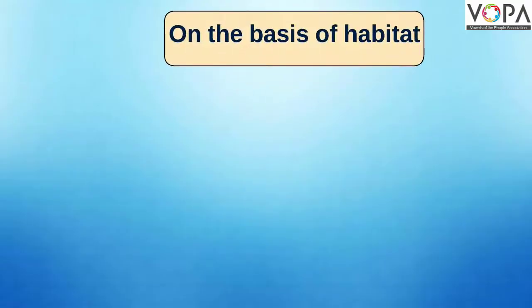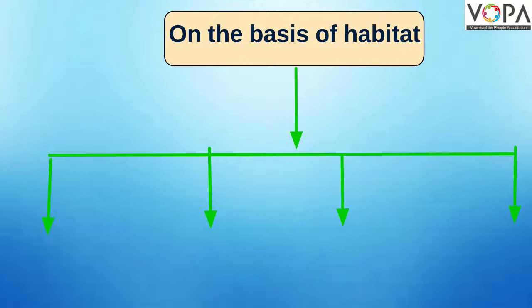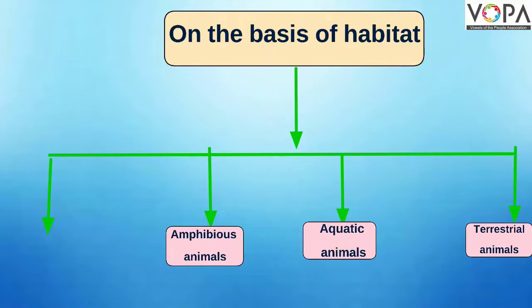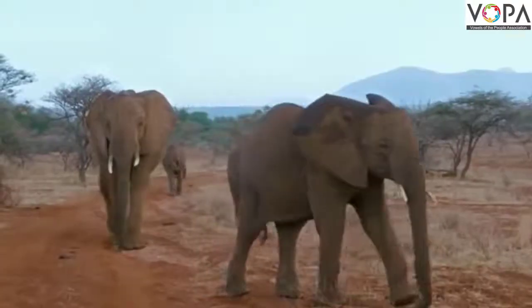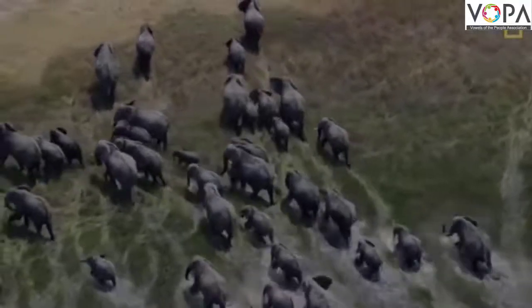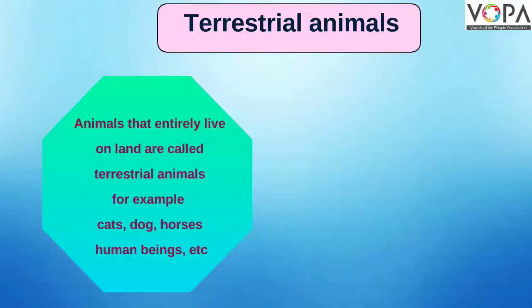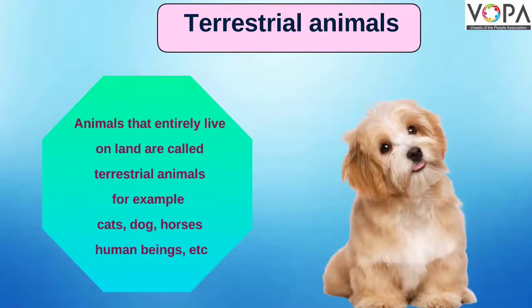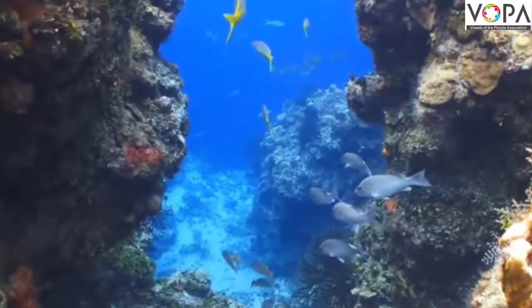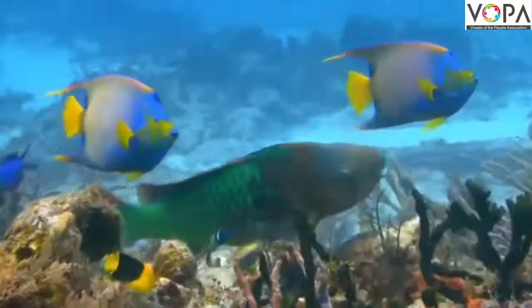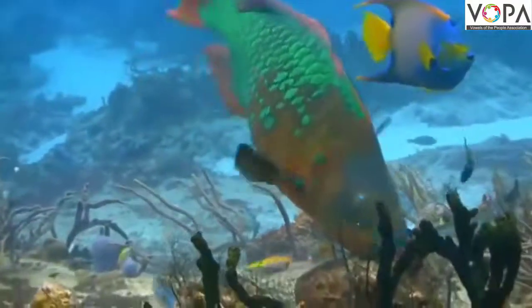On the basis of habitat, animals are usually classified into four classes: terrestrial animals, aquatic animals, amphibious animals, and aerial animals. Terrestrial animals are animals that live entirely on land. For example, cats, dogs, horses, human beings, etc. Aquatic animals. Animals which live in water are called aquatic animals. For example, fishes, octopus, sharks, whales, etc.